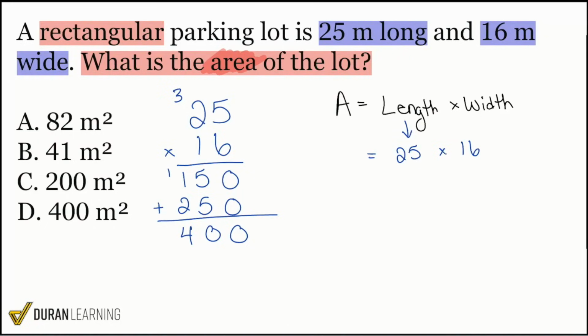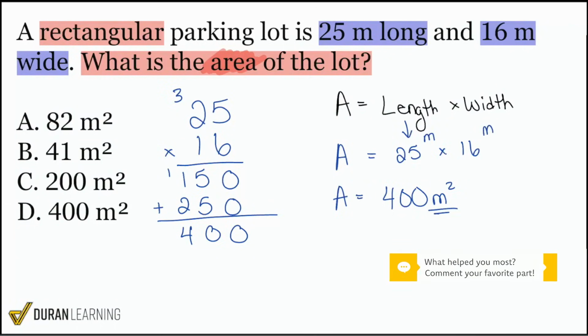And there we go. We see that the area we have been looking for this entire time is 400 square meters. And again, it is square meters because we are multiplying meters by meters, and that's where square meters comes from. Nonetheless, everyone, the correct answer here is answer choice D, 400 square meters.